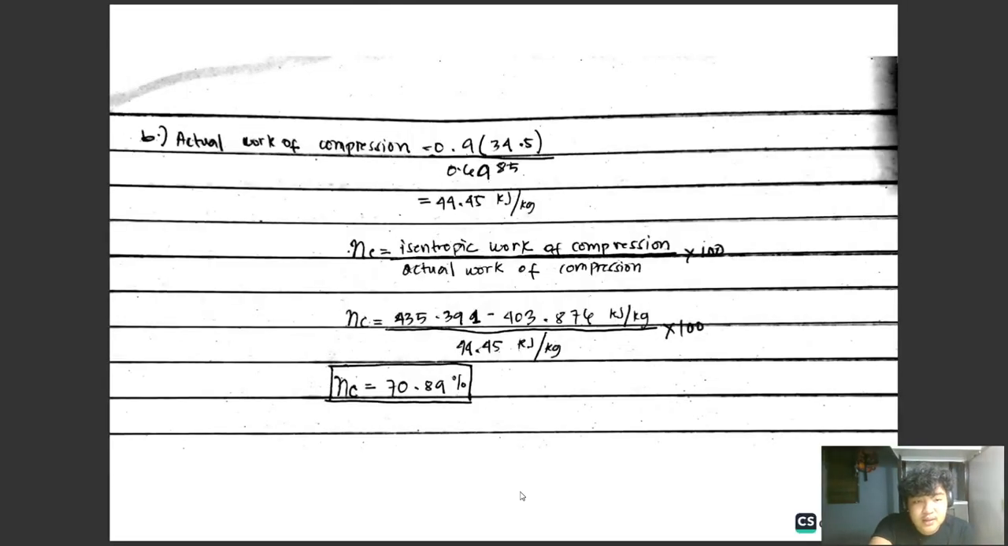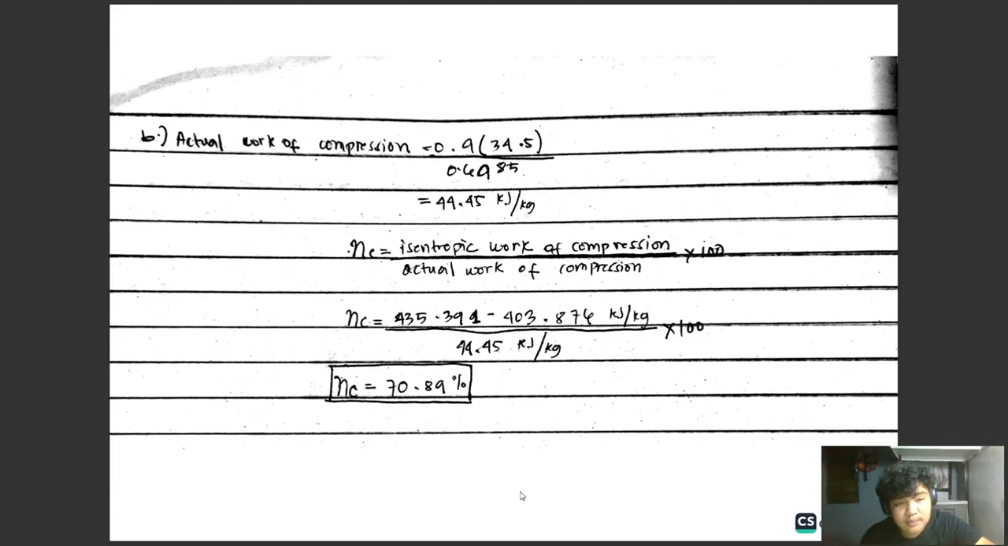So for B, the actual work of compression equals 0.9 times 34.5 over 0.6985. So we have the value 44.45 kilojoule per kilogram.